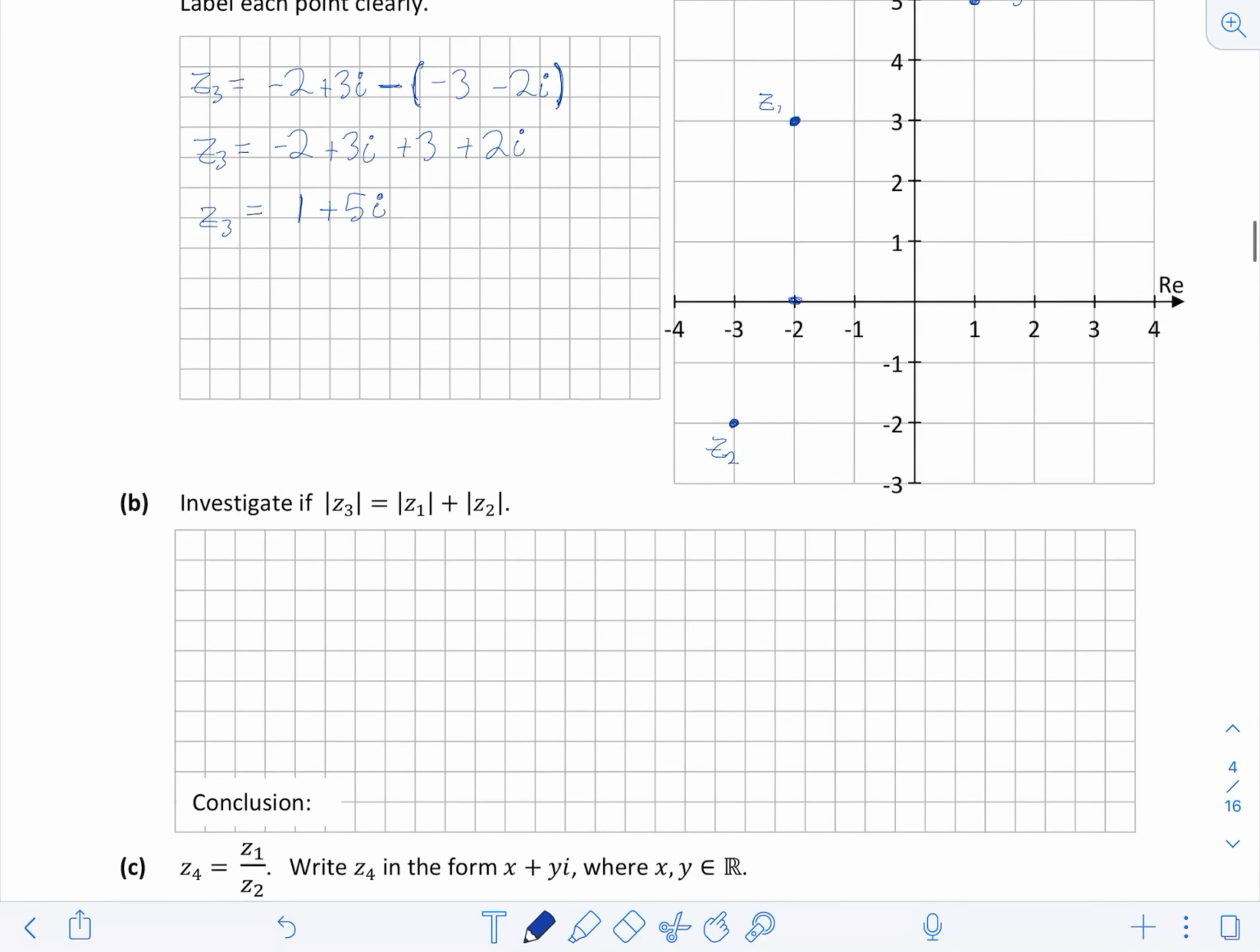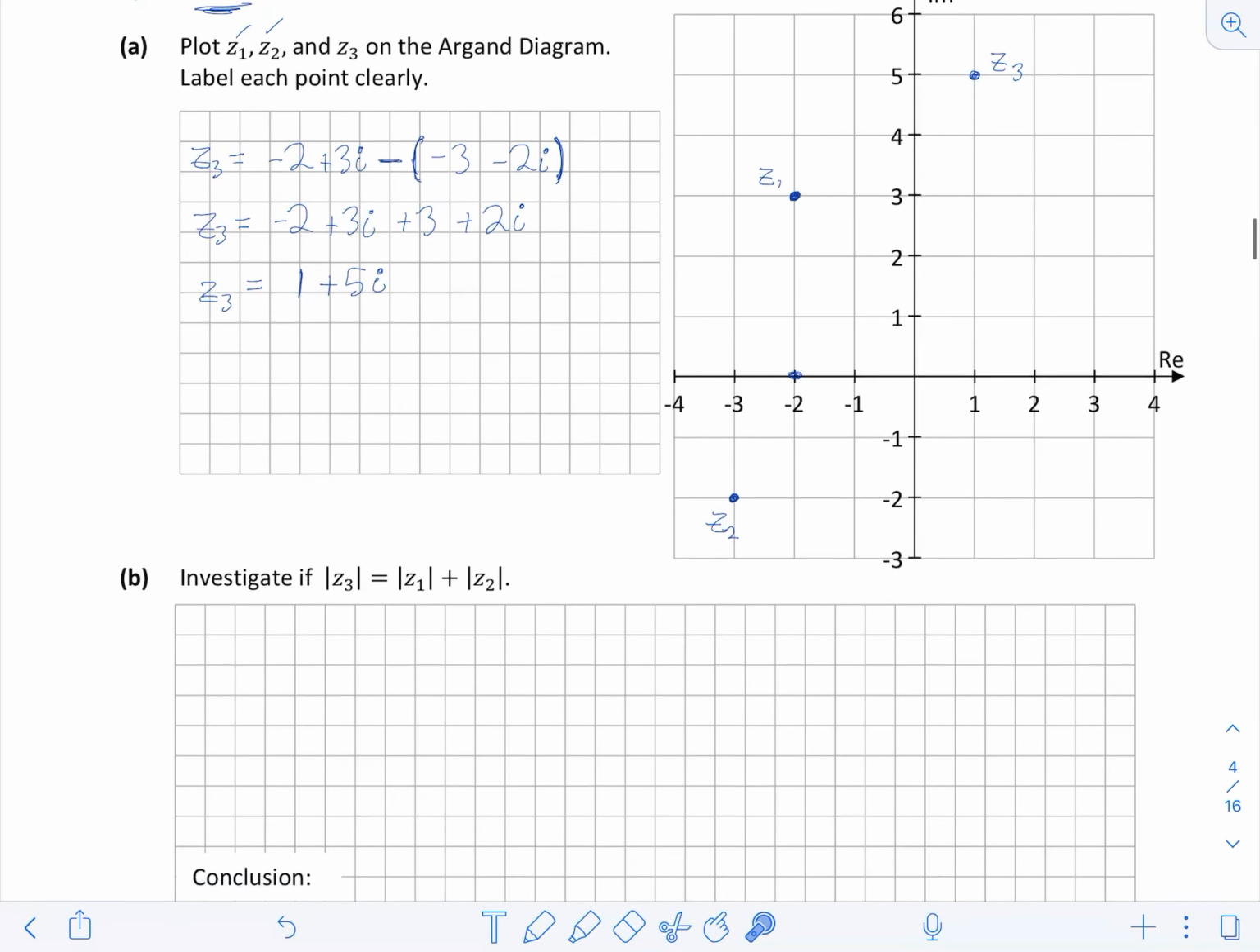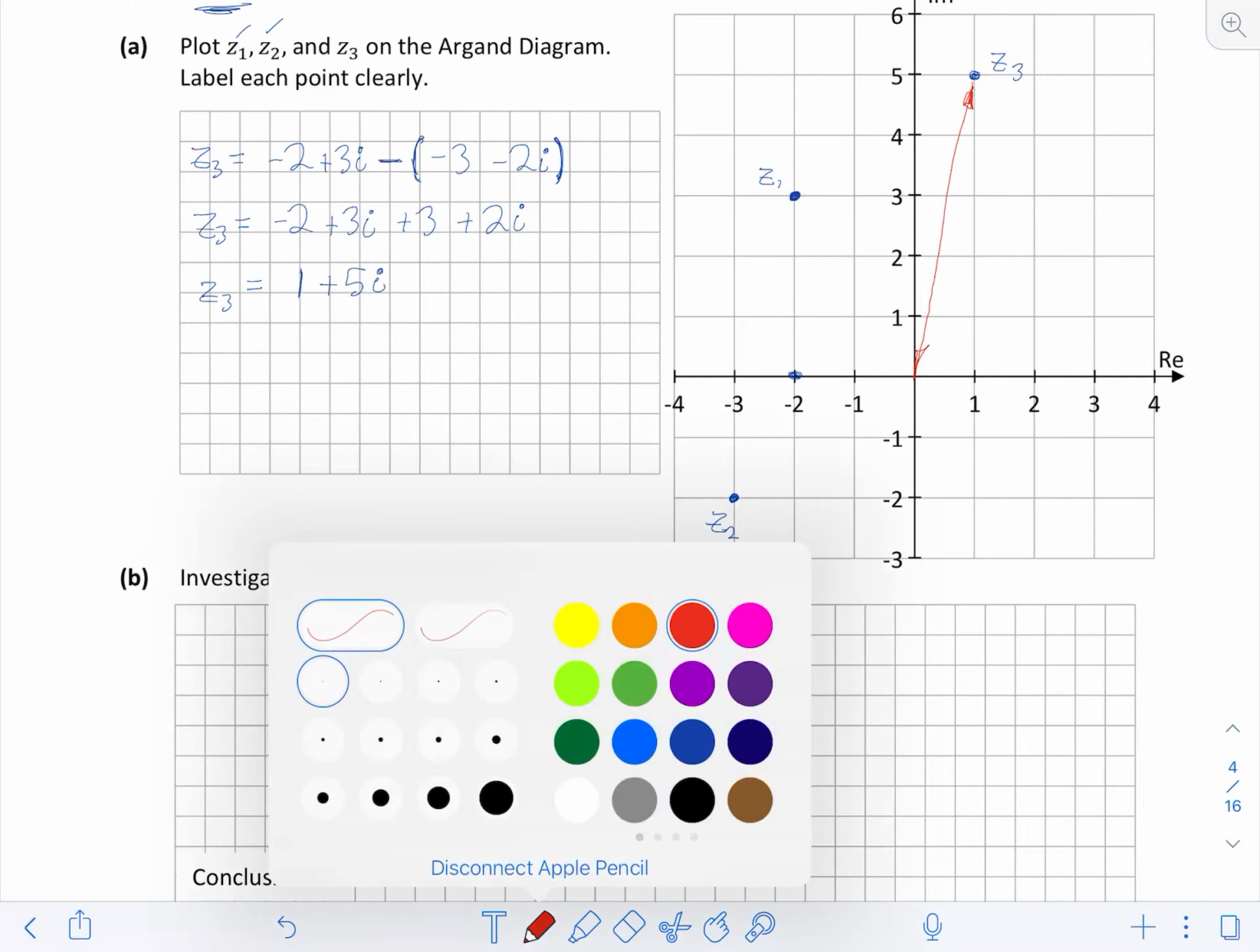We then have some stuff here. We have to investigate if this thing here holds. Can we remember what those lines mean? Yeah, so they're known as modulus, right? So we're looking for that distance, the distance between Z3 and the origin. Okay, so that's going to be a bit of work for us to do.